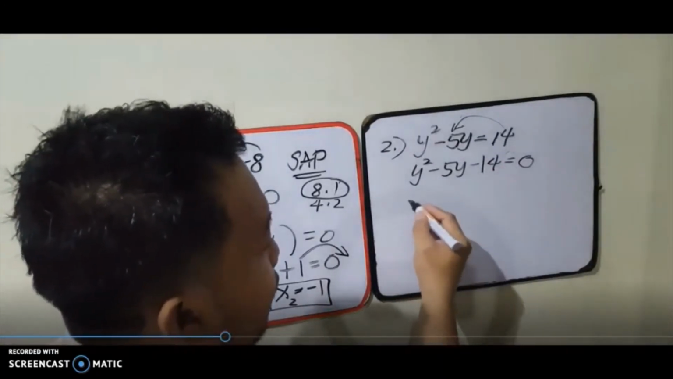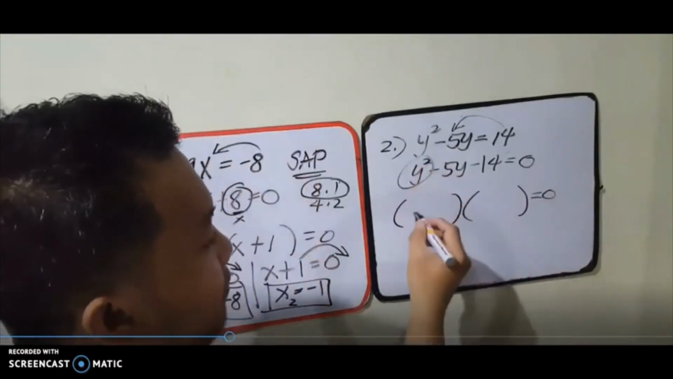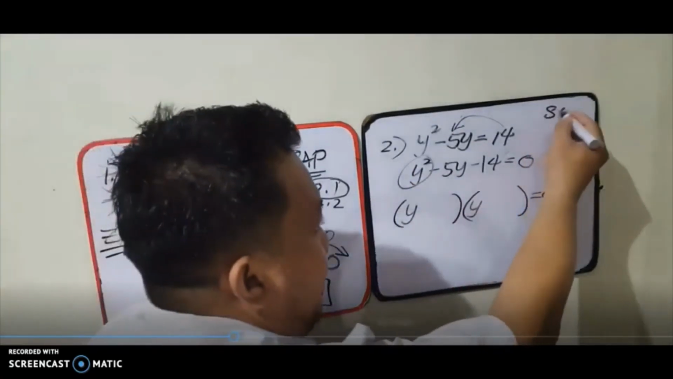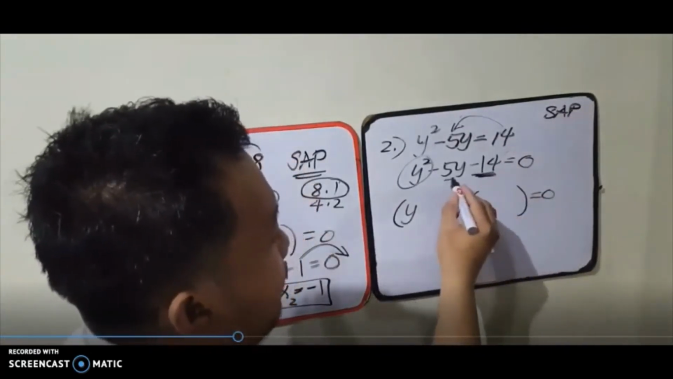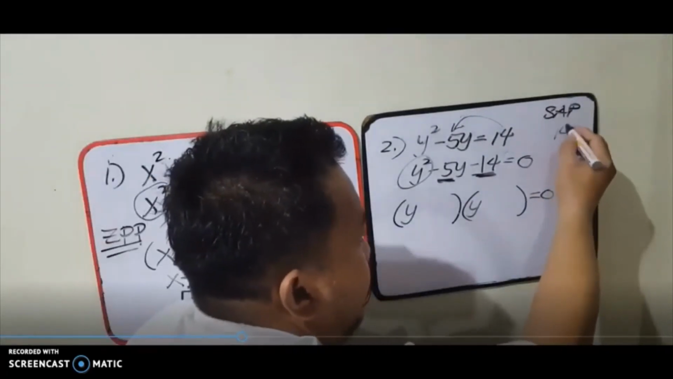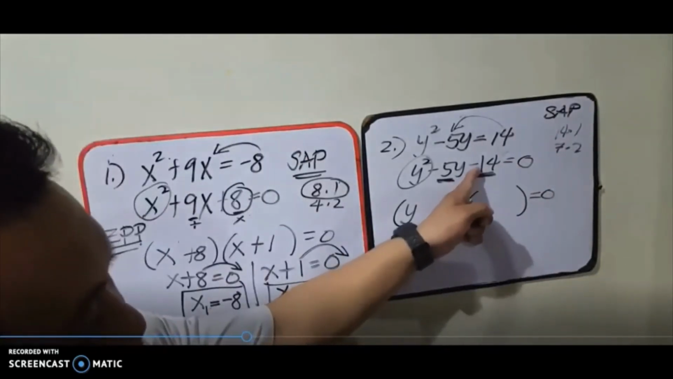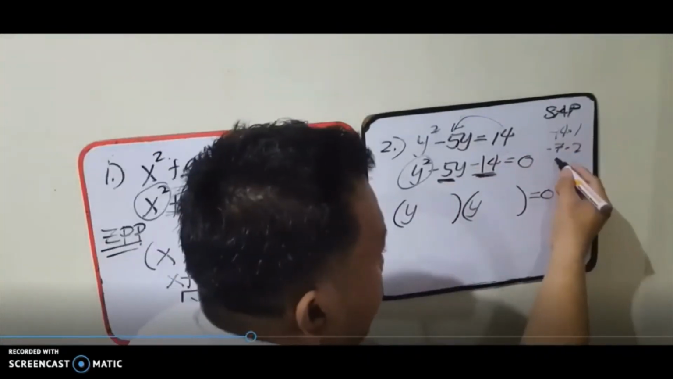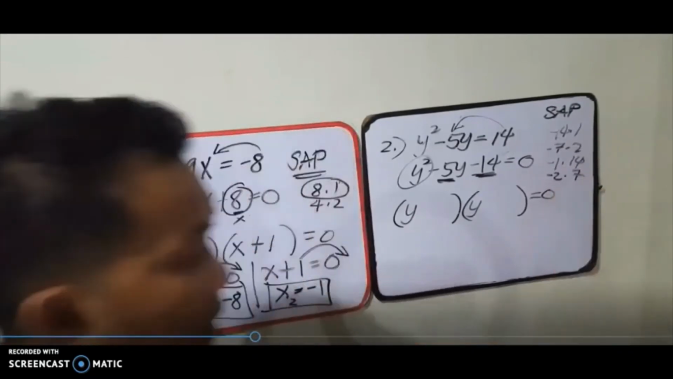From here, we know that its factors are two binomials. The factors of y squared are y times y. Then using again the sum and product method, we are going to find factors of negative 14 that when added, the sum is negative 5. Factors of 14 are 14 times 1, 7 times 2. Since 14 is negative, the other number should be negative. Negative 14 and negative 7. It can also be negative 1 times 14 or negative 2 times 7.